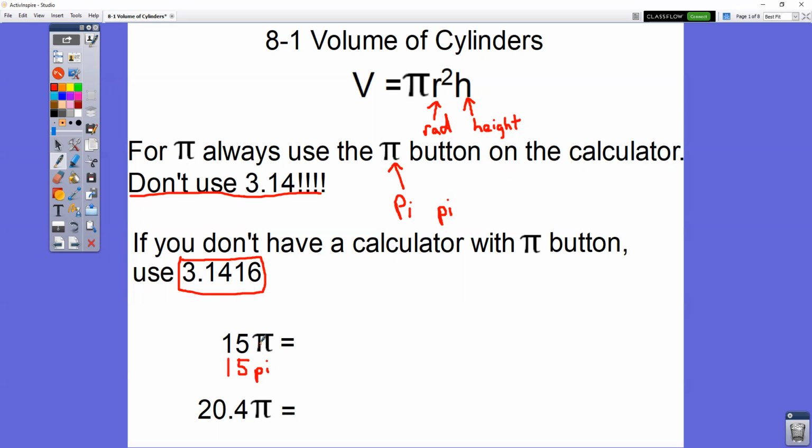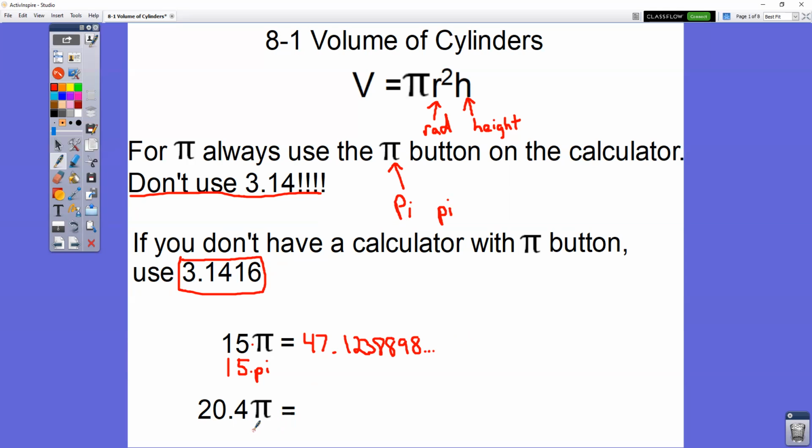Now, what is 15 pi really? This is really 15 times pi. Don't type in the times symbol though. Just leave it as 15 pi. So 15 pi is really the number 47.1238898, blah, blah, blah. Pi goes on forever. It is a non-repeating, non-terminating decimal. It goes on forever.